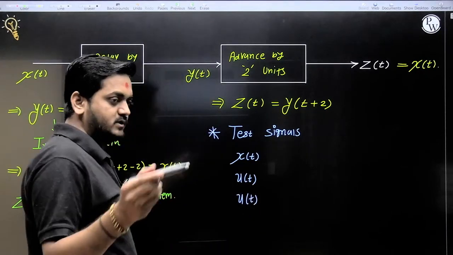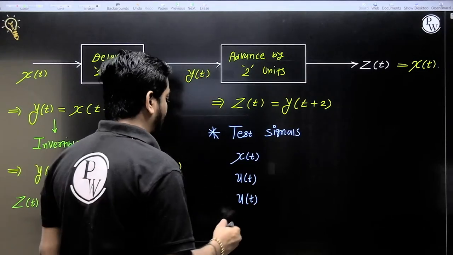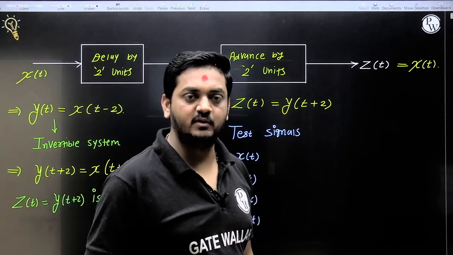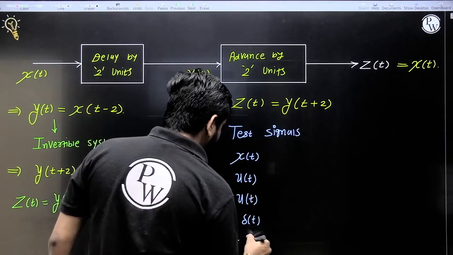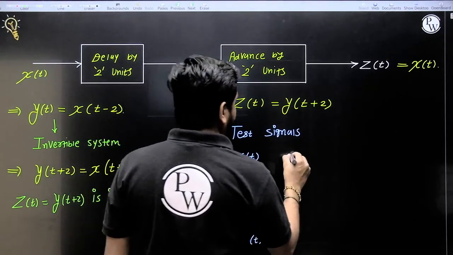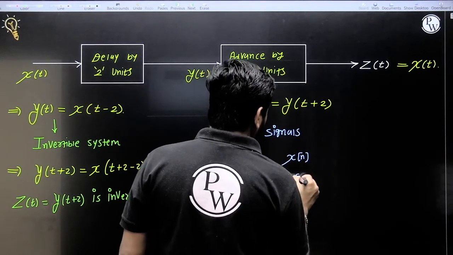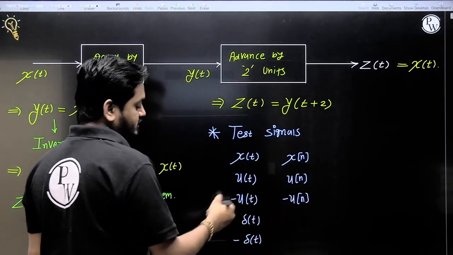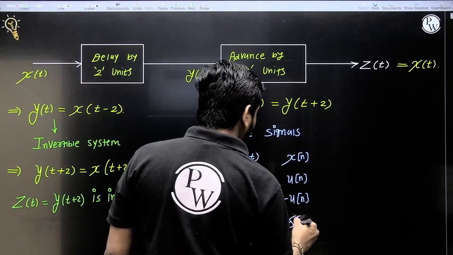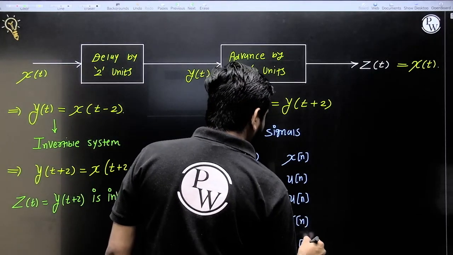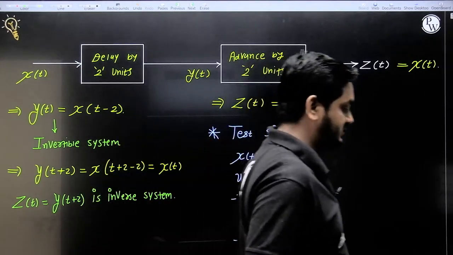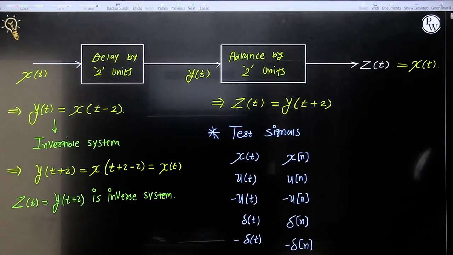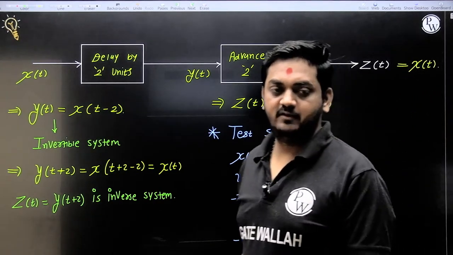And if a function of t, f of t, is multiplied with the input signal x of t, then it will be better to take del t and minus del t. You can get the answer easily. For the discrete time signal x of n, you can take u of n and minus u of n. Similarly, if a function of n is multiplied with the input signal x of n, then take del n and minus del n, fine? Clear to each and everyone, fine?